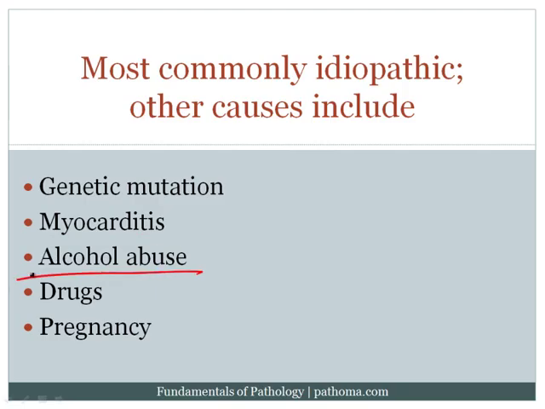Alcohol abuse, very high yield, can cause a dilated cardiomyopathy. There are some drugs that can cause it. For example, doxorubicin can result in a dilated cardiomyopathy, and so can cocaine. And then finally, particularly high yield is pregnancy. Women who are pregnant either late in the third trimester or, for example, soon after birth can develop heart failure due to a dilated cardiomyopathy.